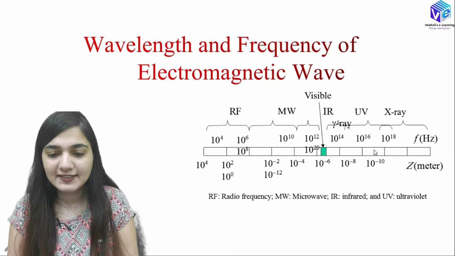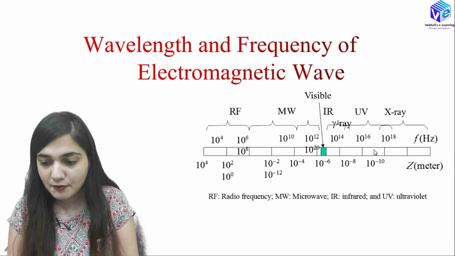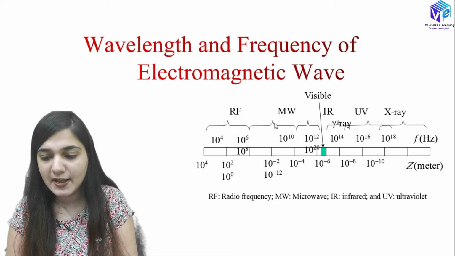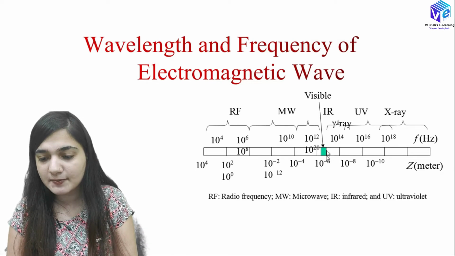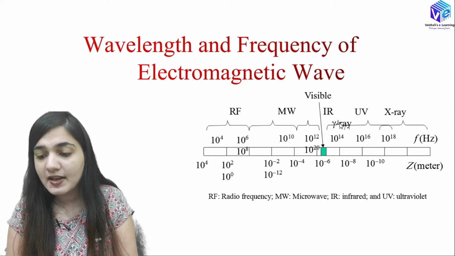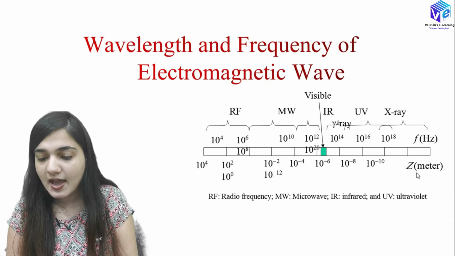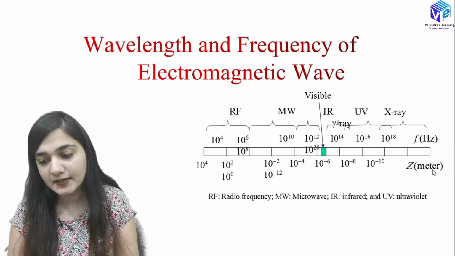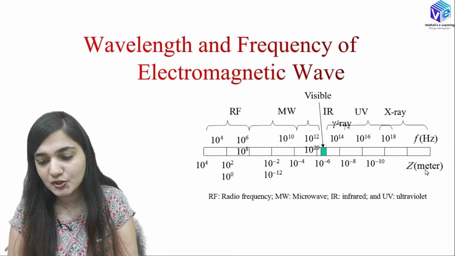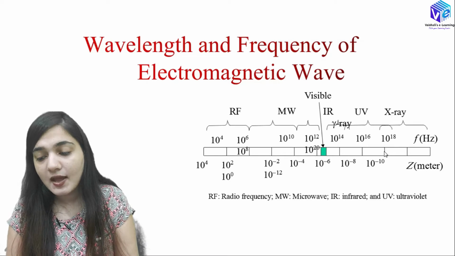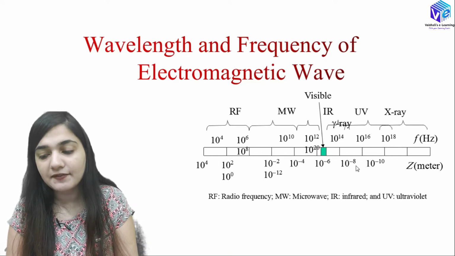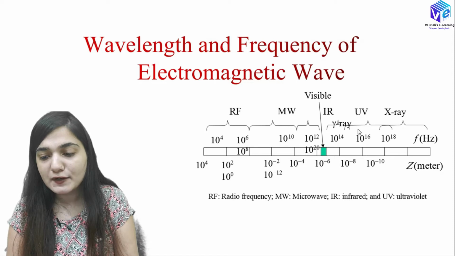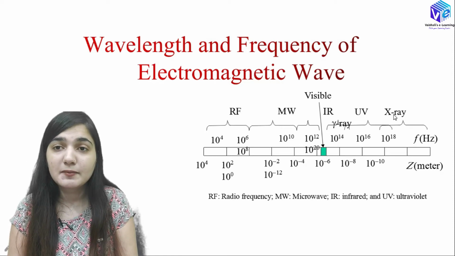So this is the wavelength graph, and here you can see the wavelength and frequency of the EM waves. Here we have the radio frequency, the microwave, then the visible region, then the infrared, gamma ray, then the UV ray and the X-ray. This is the frequency in hertz, and this is the wavelength in meters. Lambda is represented by the wavelength, which is in meters. You can see as I am moving towards the X-ray, the wavelength is decreasing. So I can use the X-rays. X-rays will give me better resolution.